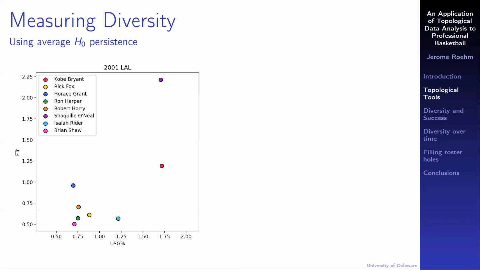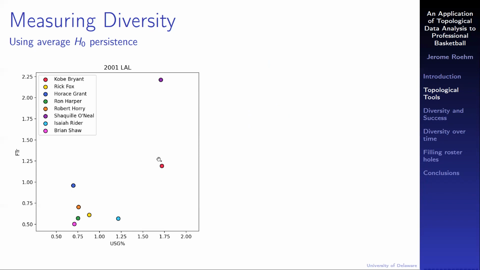Now I will tell you how we can use persistent homology to quantify diversity. The example shown is of the 2001 Los Angeles Lakers, another all-time great team that won the championship. This time, the statistics selected are usage percentage, a measure of what proportion of the team's shots a player takes, and free throw rate, a measure of how often a player shoots free throws. Again, both are normalized to the league average.